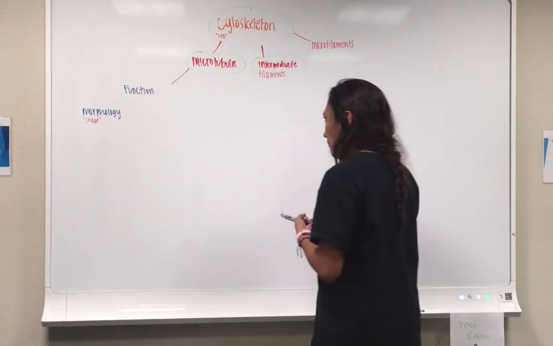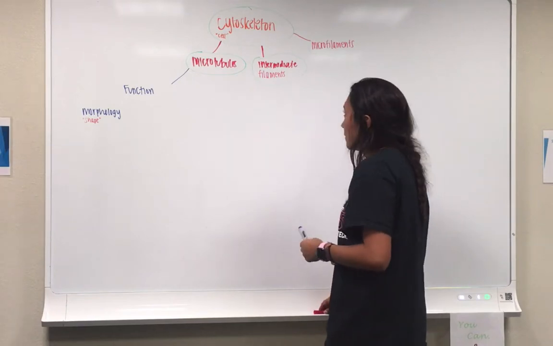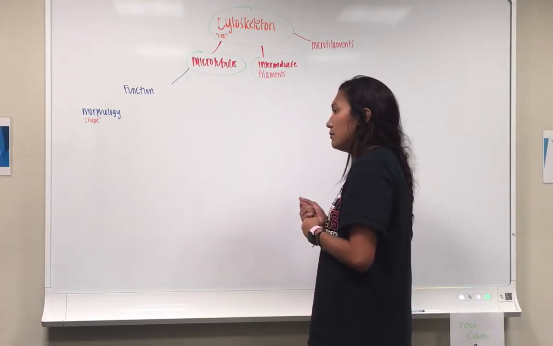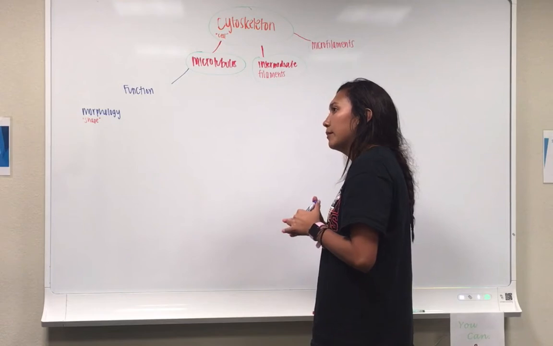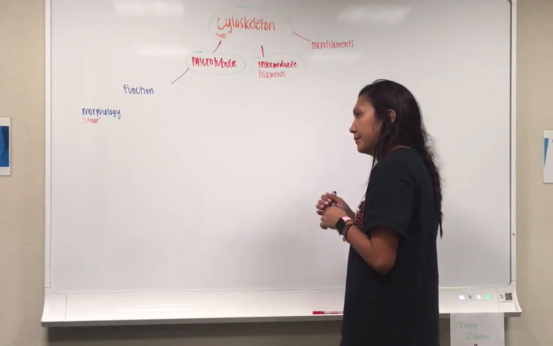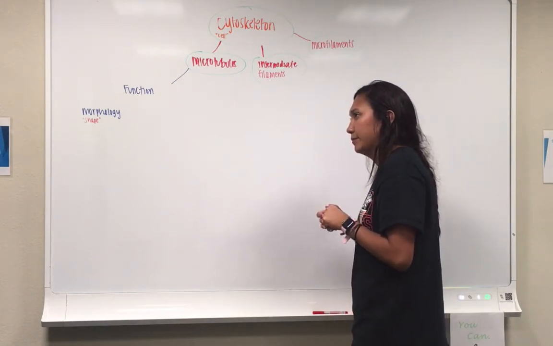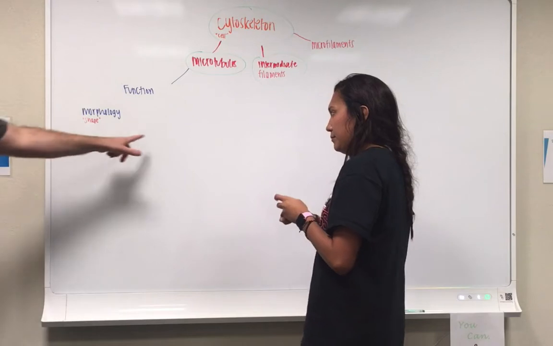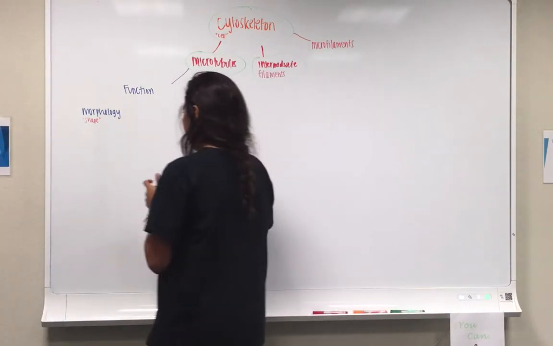Okay, good job. So you had mentioned what else? So we have that they give you the shape, and we'll talk about why that is later. But what else do they do functionally? Transport. So they provide a framework for intracellular transport. So, we'll just do transport. We'll talk about the two types later.